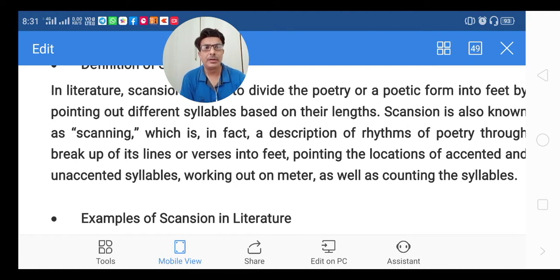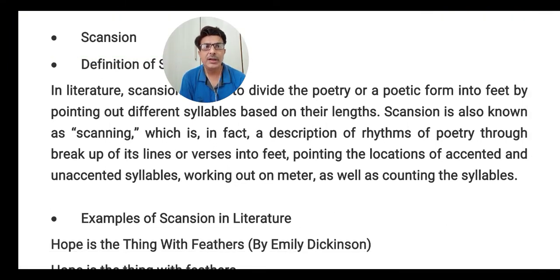W-O-N-D-E-R-F-U-L, wonderful. Now, this word also can be divided into three syllables. Three syllables. Okay? Like you can say won-der-ful. So, when you are speaking this word wonderful, you are actually unknowingly speaking it with proper division of syllables. Wonderful. Okay. So, it has, you can say, three syllables.